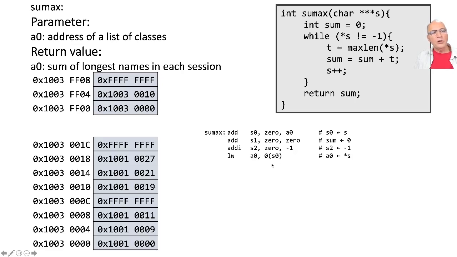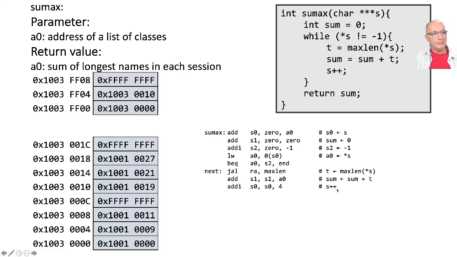And next, I'll load the value from 0(S0). So S0 currently contains this address here. Loading that will give me the address 0x10300. I'm going to ask whether that's the sentinel. If it's not the sentinel, then I will simply invoke maxlen because I already have the address of the first position of my array in A0. Maxlen will return the value of the longest string, and I will add it to sum.